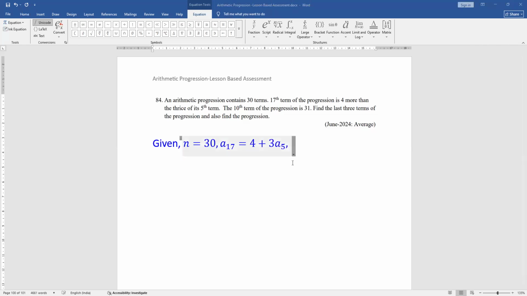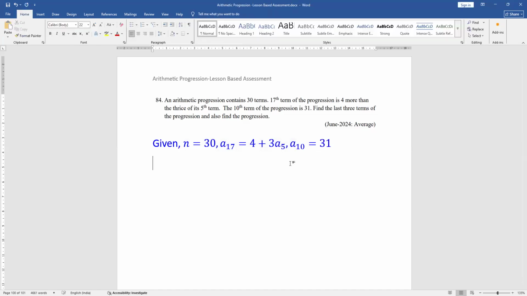Then the 10th term of the progression is 31. The 10th term of the progression is A10. A10 equals 31. Okay. Then what we need to find out? Find out the last 3 terms of the progression. So last 3 terms means what? 30 terms means the last 3 terms will be the 30th term, 29th term, and 28th term.